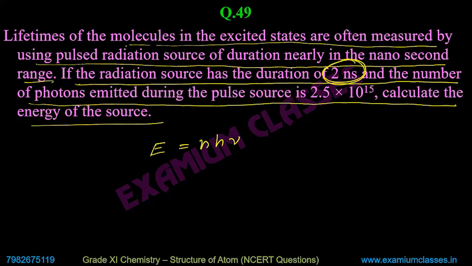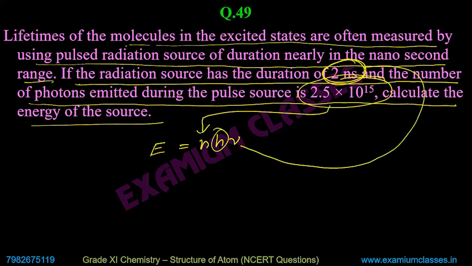The radiation source has a duration of 2 nanoseconds. What is actually given here? It is actually the time period given. From this time period, you can calculate the frequency and substitute here. Number of photons is given. h you know, and from the time period, you can calculate the frequency. E is unknown, you will get the answer.